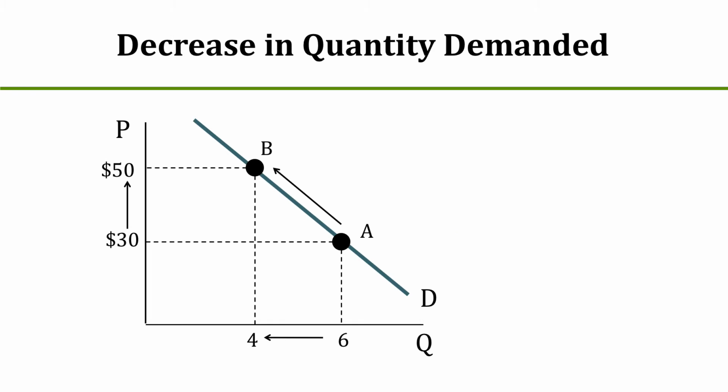Let's try to see the opposite of the previous slide. In this case, again, the price is changing, nothing else. Price is increasing from $30 to $50. And we know that a change in the price causes only a movement along the demand curve. That's why the initial quantity demanded was 6 and the final quantity demanded is 4. The demand curve stays intact.